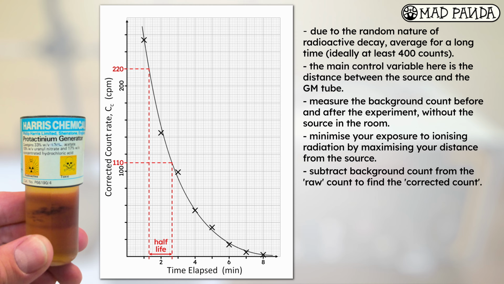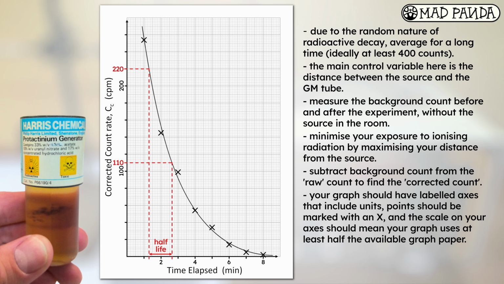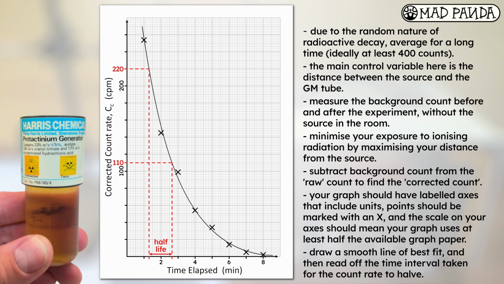To find the corrected count rate, you just need to take your raw count rate and subtract the average background count from it. And then once you plot a graph of your results, it should have labelled axes that include units. Mark your points with a cross rather than a dot, and make sure that your scale utilises at least half of the available graph paper. Then you need to draw a smooth line of best fit and then read off the time interval taken for the count rate to halve.